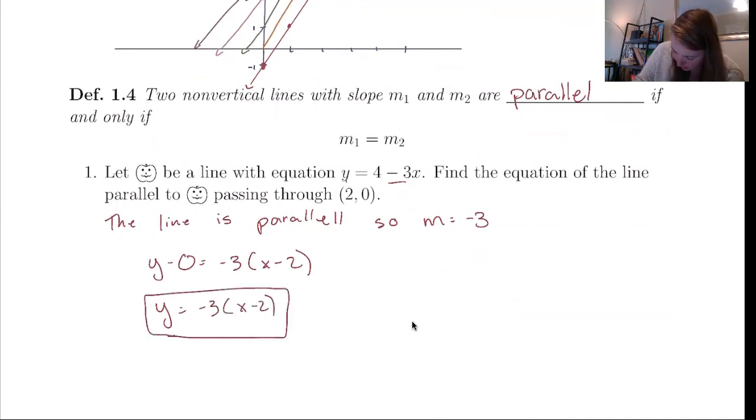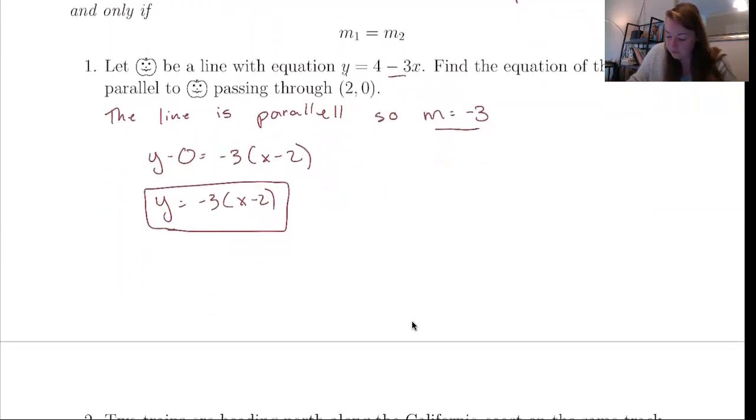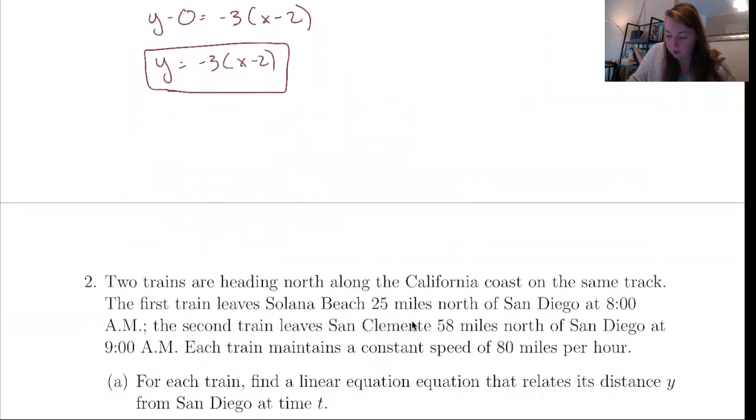And that is my equation, right? Beautiful. And again, I know that the slope is -3 because the equation I'm given, its slope is -3, and they're parallel, so their slopes are the same.